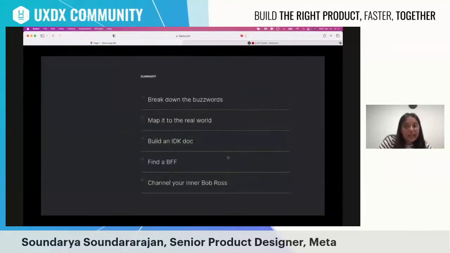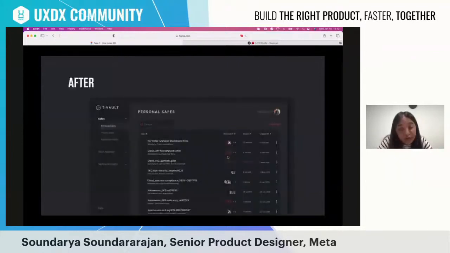So these are the high level summary of all of the things that I covered so far. I'm happy to take any questions. But before that, I also have the after. This is basically how we redesigned it.